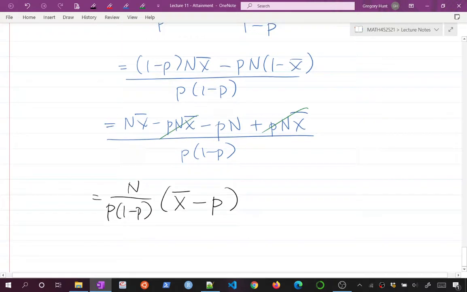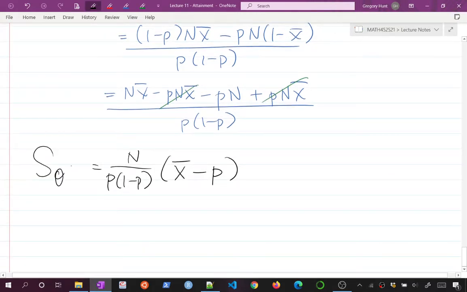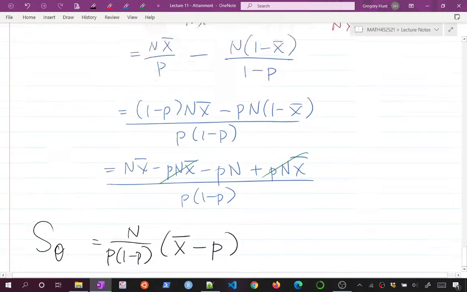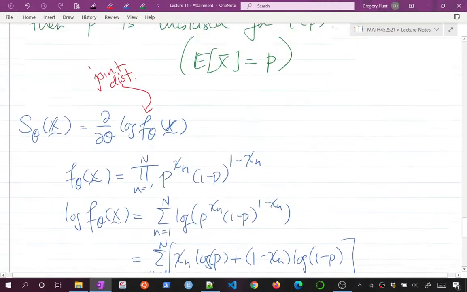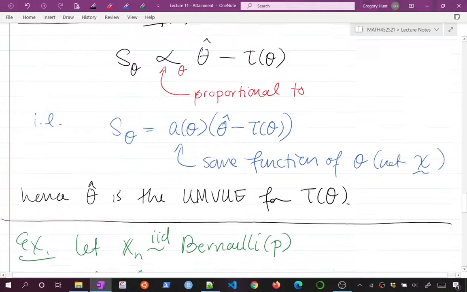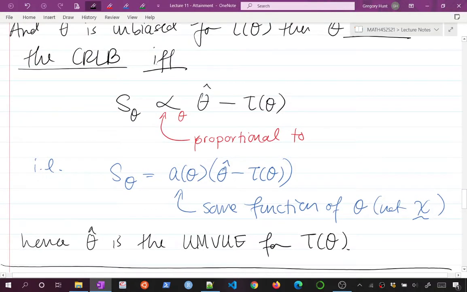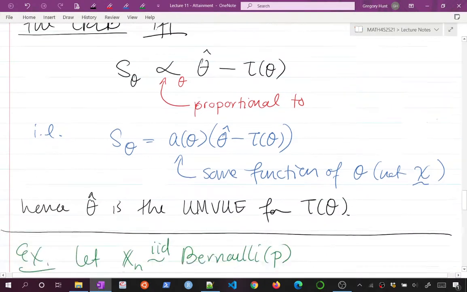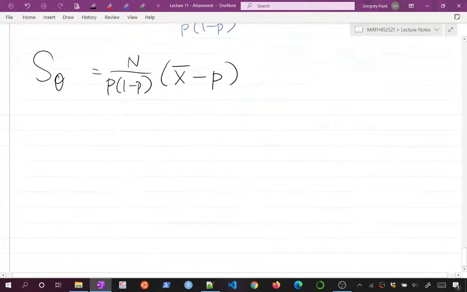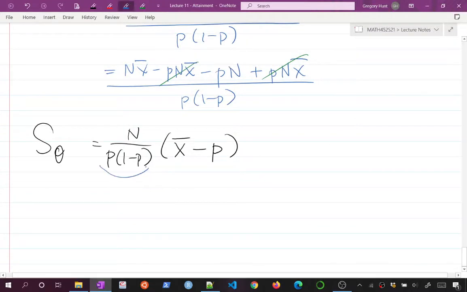Why did I write it that way? What were we actually calculating at the end of the day? We were calculating the score, S theta, right? If we scroll back up, that's what we were calculating. And our theorem says we want to write the score as some function involving the unknown parameter times the estimator minus whatever the mean of the estimator is. And so what I've done here is this is what I was calling a of theta. And then we get theta hat. Oh boy. Let's call it a of p. And then we get p hat minus tau of p.